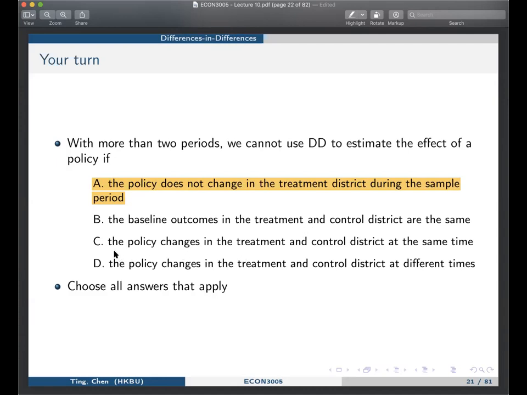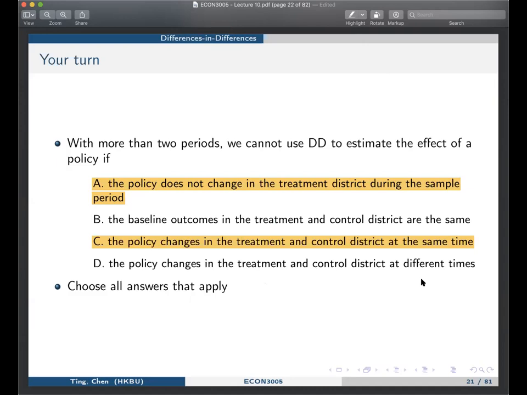The third one, C, the policy changes in the treatment and control districts at the same time. Well, in this case, the policy also applies to the control group at the same time. So we will not have this different treatment, right? So again, C is also a case where we cannot use the DD, because there is no policy difference that we can estimate.